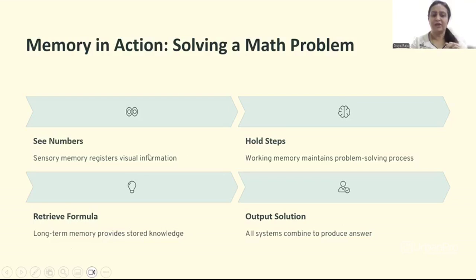The other thing which happens is that when you see your question paper, the numbers or the letters in the question, your sensory memory registers the visual information. Now you have to start solving the problem. You solve it in steps. Your working memory or short-term memory does this problem solving process in steps for you. And then finally you arrive at the answer. Now you know all these systems or stages of memory have worked together to bring about the solution.